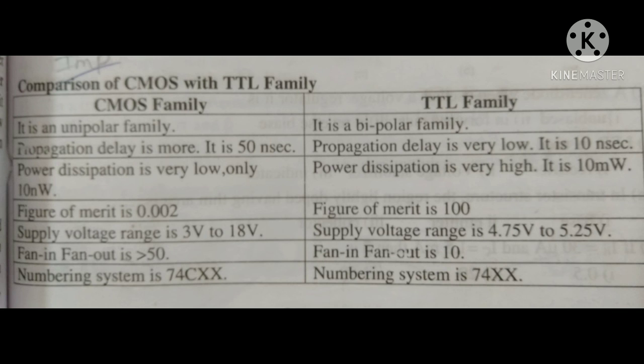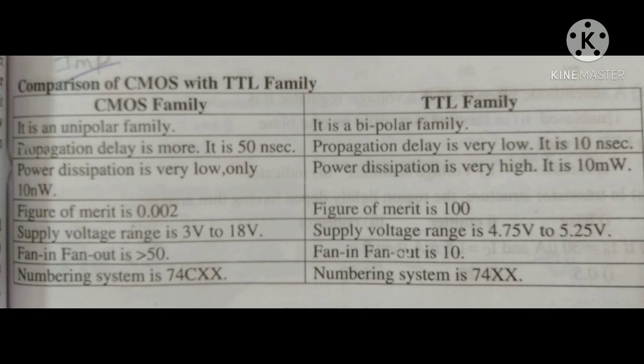Then third one, CMOS power dissipation is very low, only 10 nW. Then the TTL family power dissipation is very high, it is 10 mW. Then CMOS figure of merit is 0.002. Then TTL family figure of merit is 100. Then CMOS supply voltage range is 3 volt to 18 volt. Then TTL is 4.75 volt to 5.25 volt.